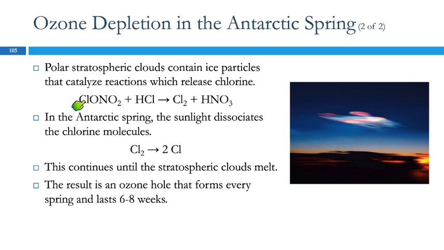So, here's chlorine, happy in his little compound here. And with those ice particles, it gets made into chlorine gas. In the Antarctic spring, there's more sunlight down there. Sunlight dissociates the chlorine molecules into chlorine atoms. And these guys are going to go chew up the ozone. And this is going to keep going until those stratospheric clouds melt. So as a result, we've got an ozone hole that forms every spring. It lasts 6 to 8 weeks, and then it goes away again. Right?